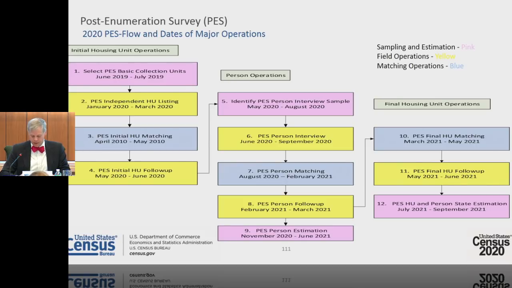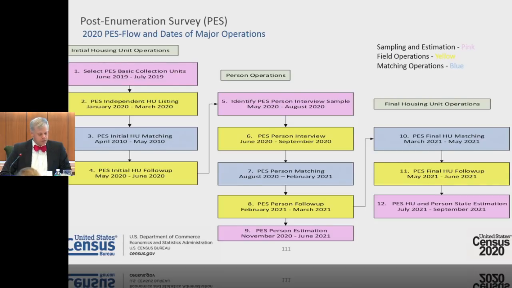We then wait for the final list of census people and match the PES list of people to the census list of people in the same blocks. We perform a person follow-up to help get information that could resolve the match status for people that could not be matched. The final pink box in the second column is where we produce coverage estimates for people. This involves imputation, weighting, modeling, estimation, and tabulation.